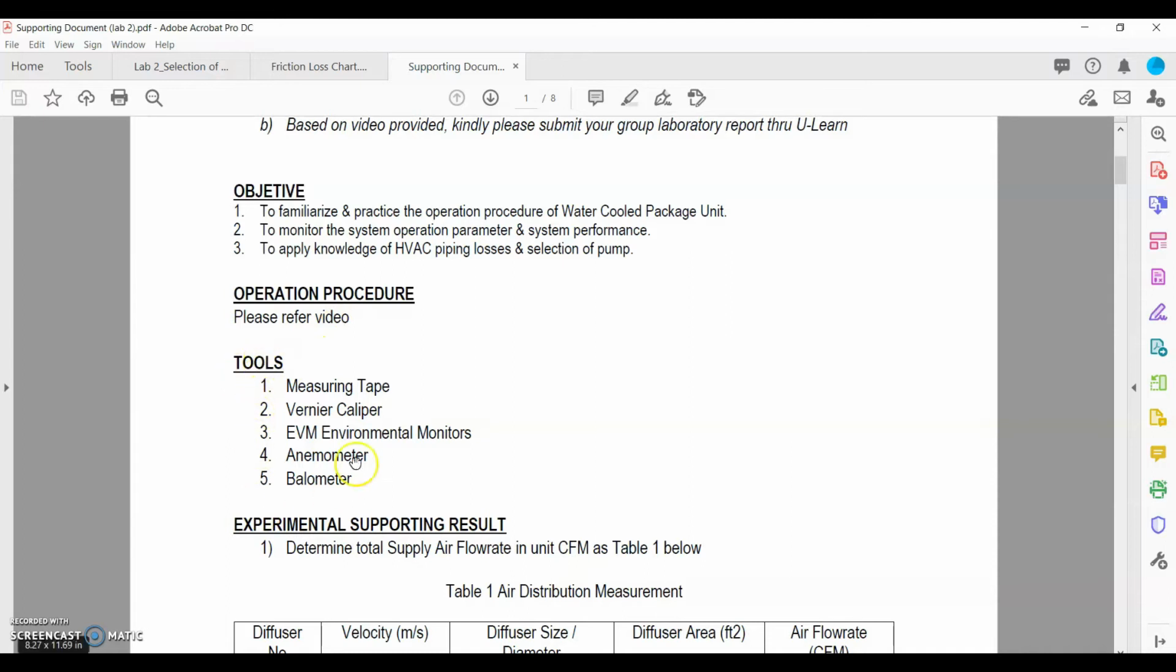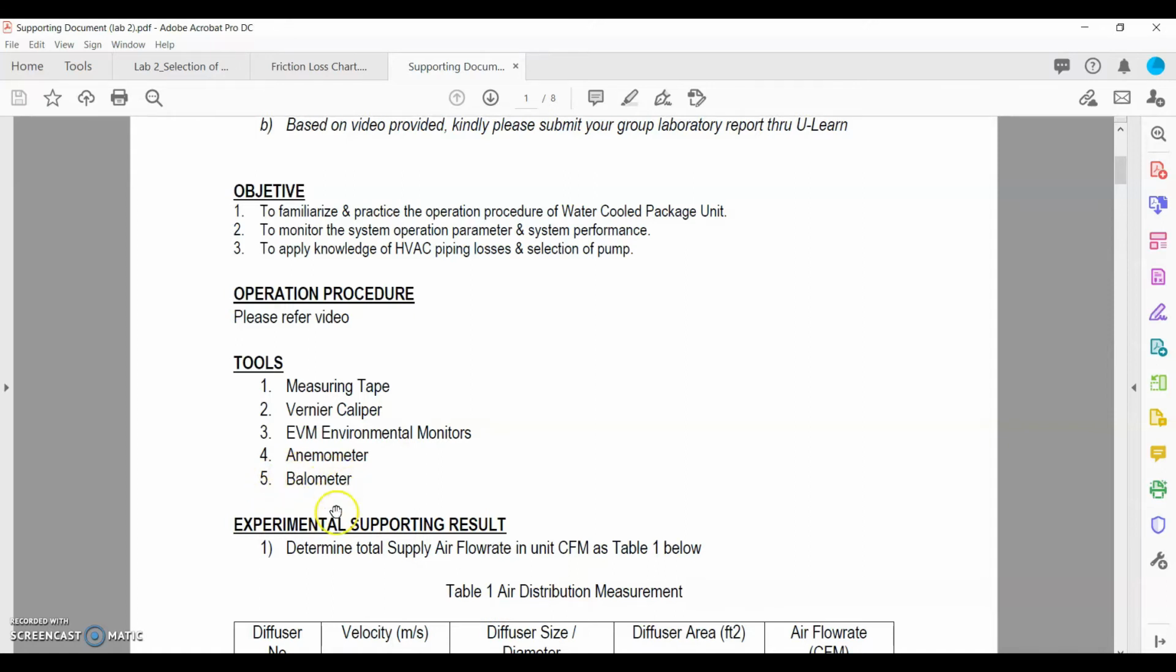There are 5 tools that I used for this lab session. A measuring tape to measure the piping length. A vernier caliper to measure the diameter of the piping and also the fittings. An EVM monitor to measure temperature and relative humidity at the return grill. An anemometer to measure velocity, and you can also know the temperature of the supply air from the diffuser. The last one is the bolometer, which I forgot to attach in the video. The bolometer is used to measure the air flow rate at the diffuser.